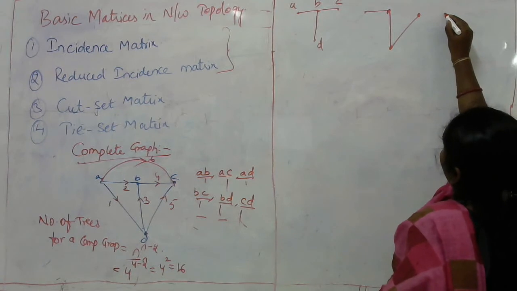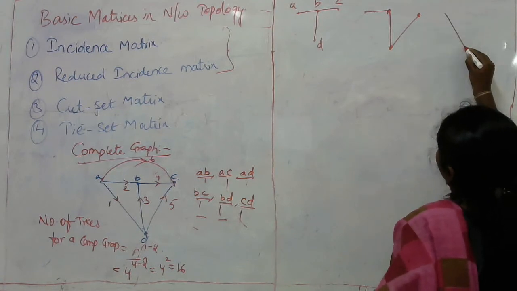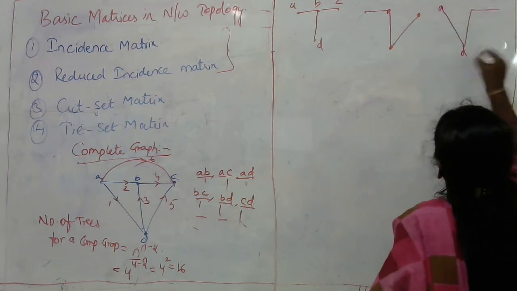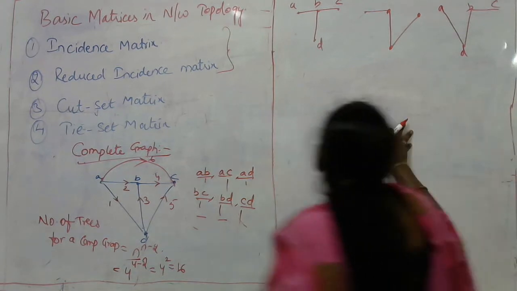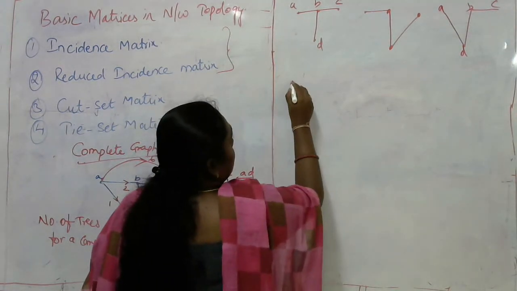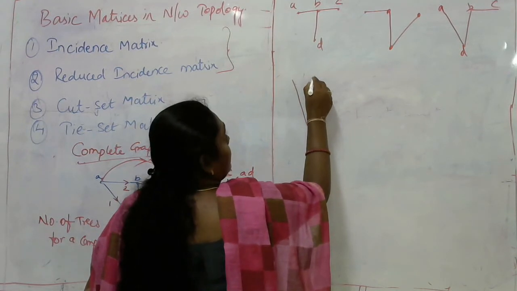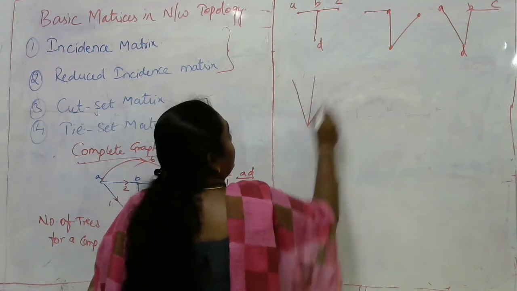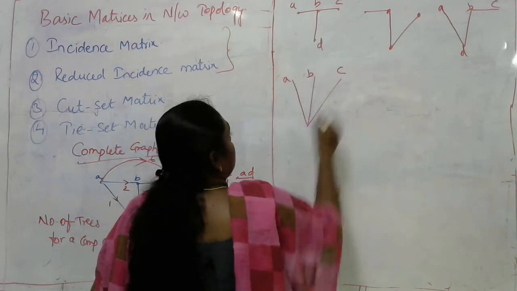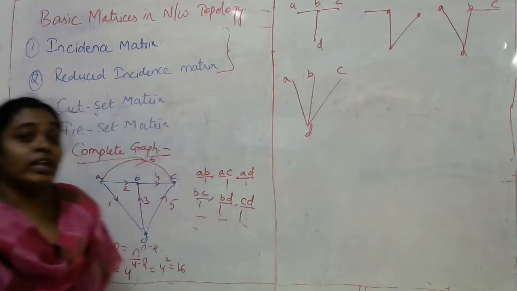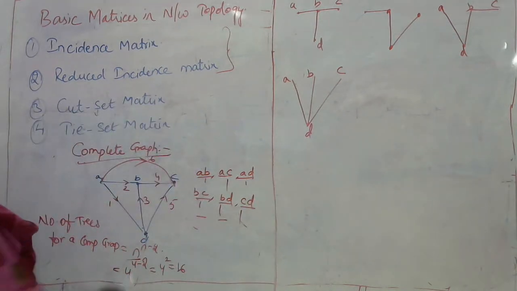Similarly, A to D, D to B, B to C. This is A, D, B, C. And the fourth tree is A to D, D to B, and D to C. This is A, B, C, D. So this is the way you can get 16 different trees. This is a formula which is valid only if the graph is a complete graph.